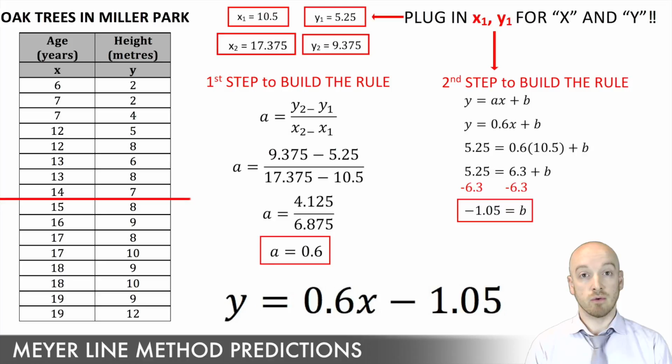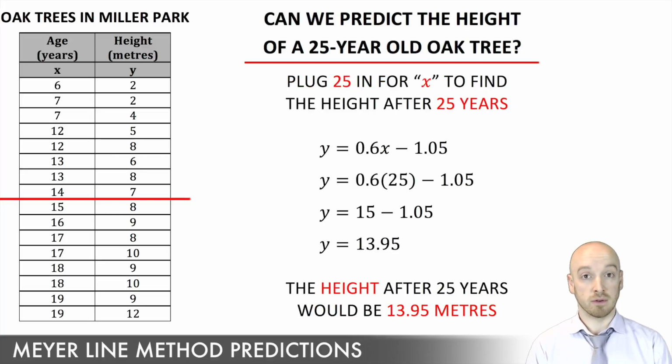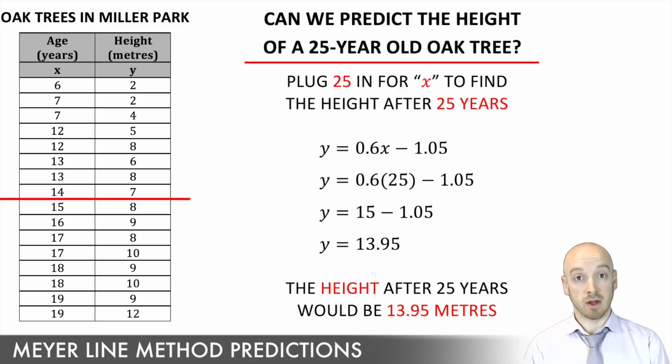So once I have that rule, all I need to do is plug in the value that they're asking me about. In this case, it's going in for x, and solve for the other variable. And once I solve for that other variable, what I've done is I've predicted an unknown value or a future value given a table of existing data points.